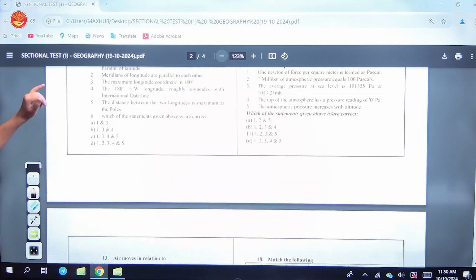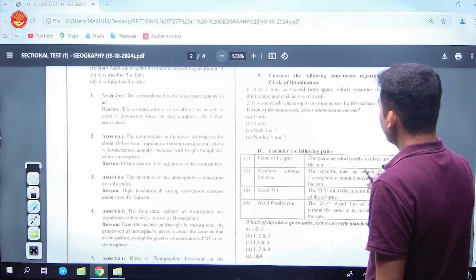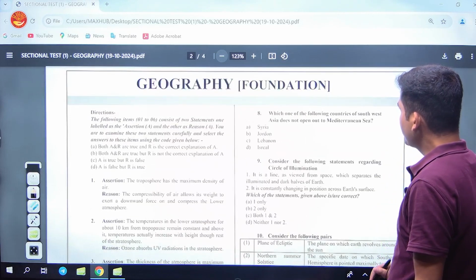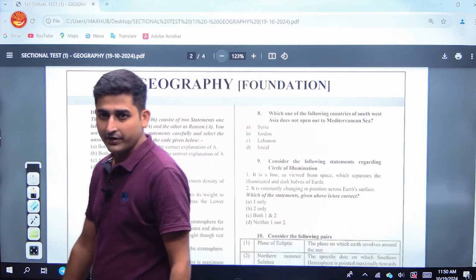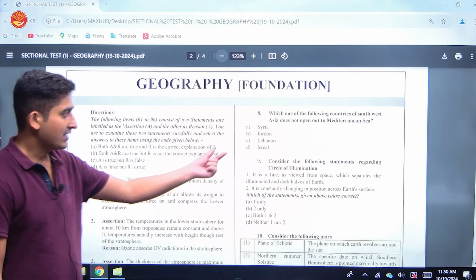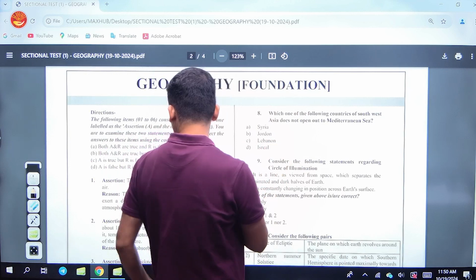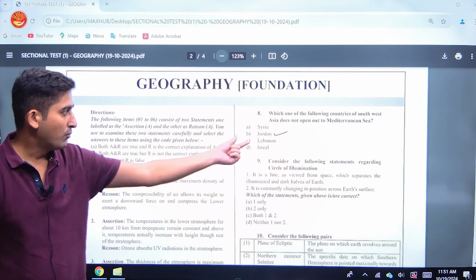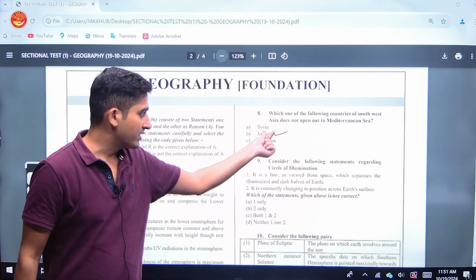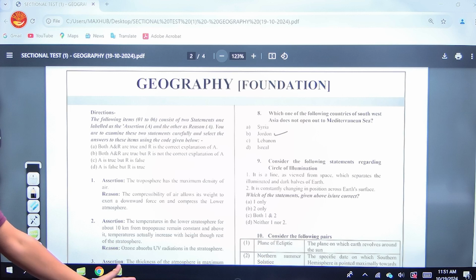Coming to the next question, question 8. Which one of the following countries of Southwest Asia does not open out to Mediterranean Sea? What is the answer? Read about it. The answer is Jordan. Each of them shares border with Mediterranean Sea except Jordan. Syria, Lebanon, Israel, they all share border with the Mediterranean Sea.